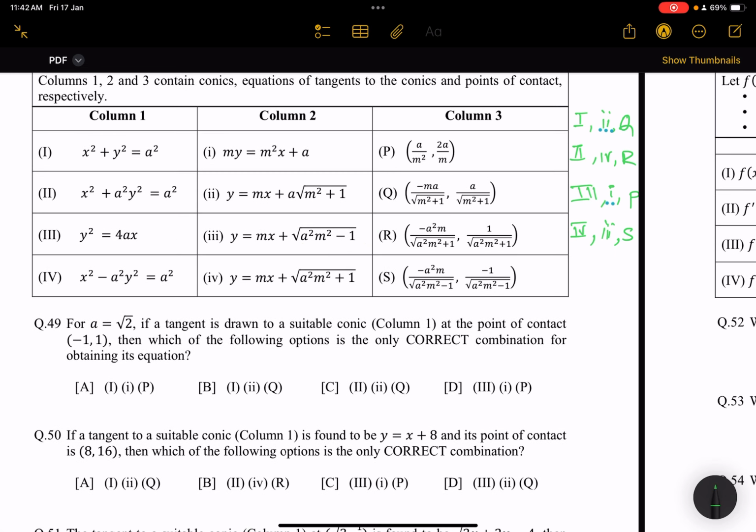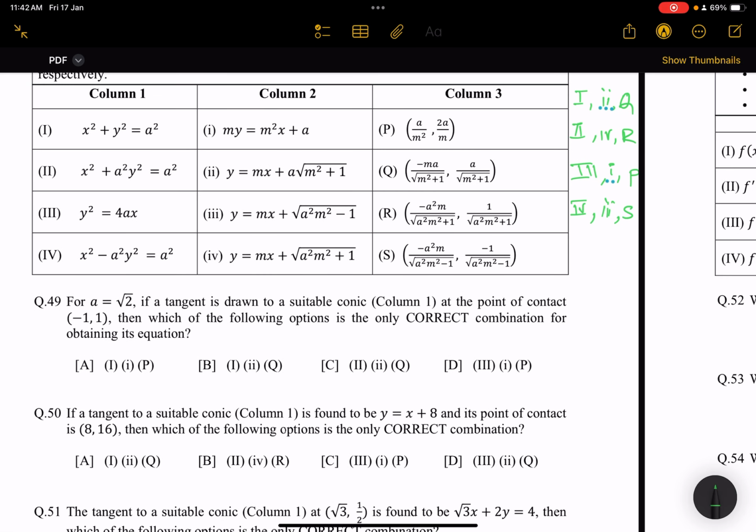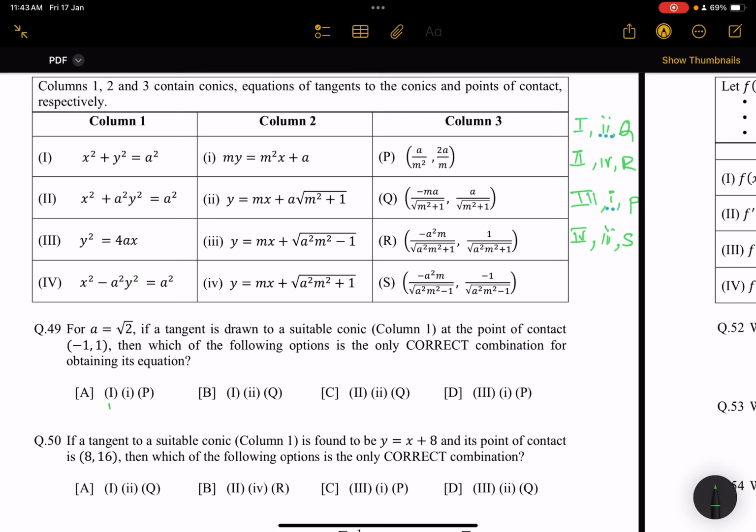Now let us go ahead with the questions. The first question asks you to find out the correct combination. Some information is given, but they are asking you to find the correct combination. Before going through the question, let us go through the options first. Here the first option, 1 is mapped to 1, but we already saw 1 is mapped to 2. So this option cannot be the correct combination. Option B has 1, 2 and Q, and we got it here, 1, 2 and Q. So this is possible, and we cannot eliminate option B.